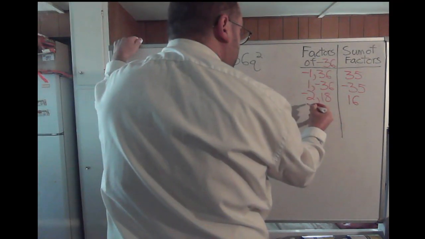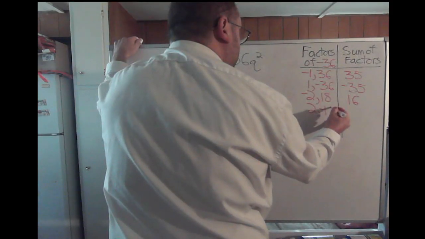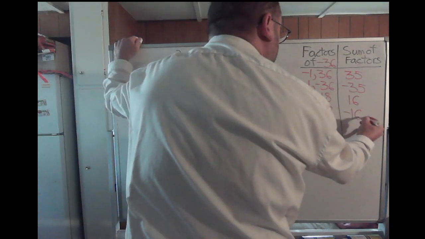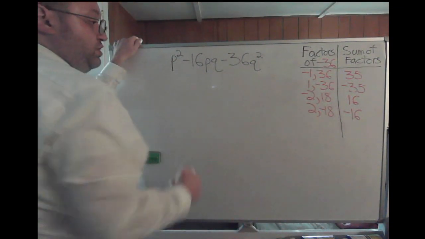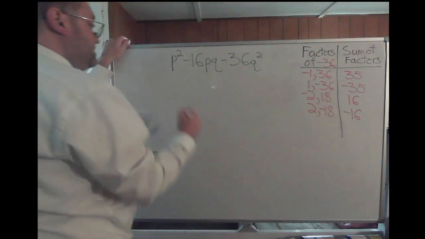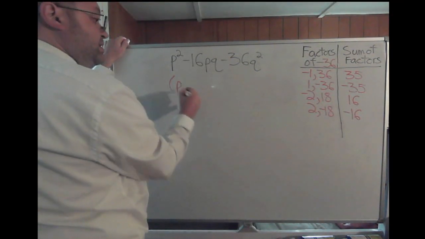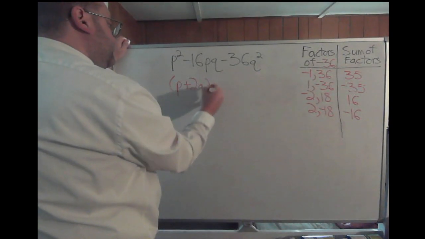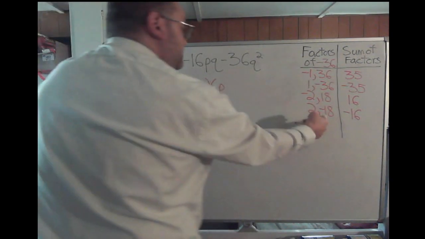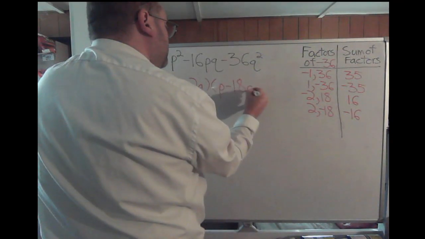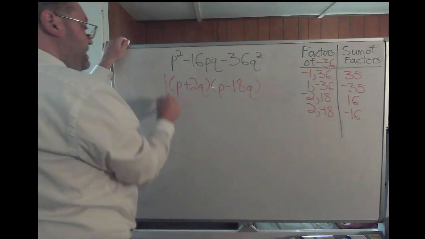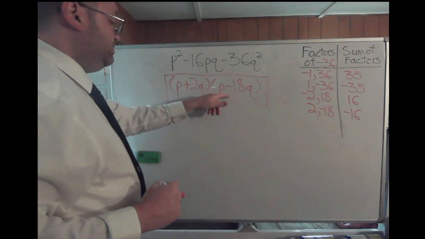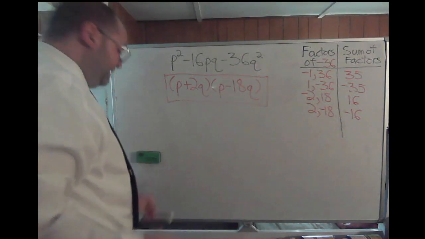That doesn't work. So then we can do 2 and negative 18. When you add 2 and negative 18 together, you get negative 16. And that's exactly what we need, because the middle coefficient should be negative 16. So now we can do the quantity of p plus 2q, that quantity, times p minus 18q. And that would be your factorization of this polynomial: p plus 2q times the quantity of p minus 18q.